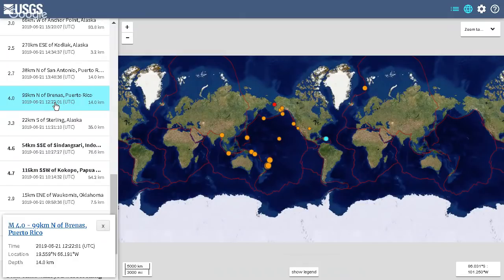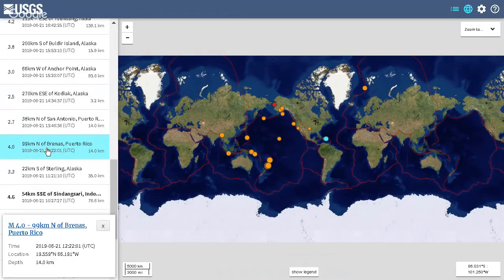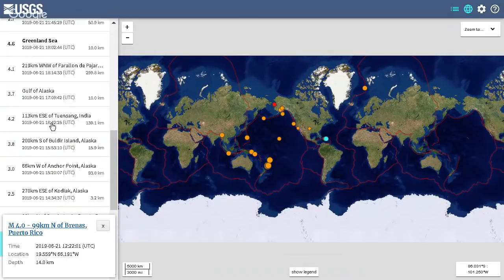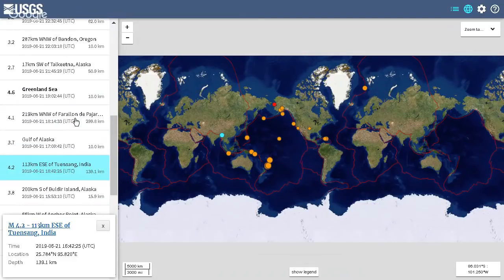Largest quake in the Caribbean for a while. We see a 4.0 at Puerto Rico. Shout out Caribbean viewers. You may even be able to see these videos in that portion of the world. Here's a less likely place, a 4.2 in India. That one's at 139 kilometers depth, so heads up India for a larger quake at the surface. If one of the many billions of people are watching the video there, please leave a comment.